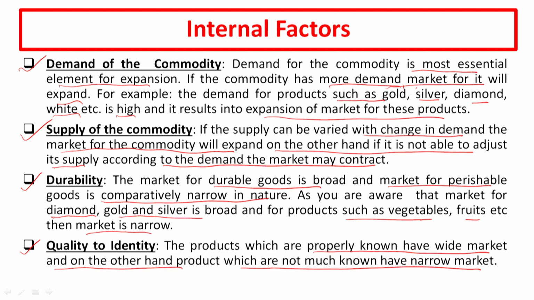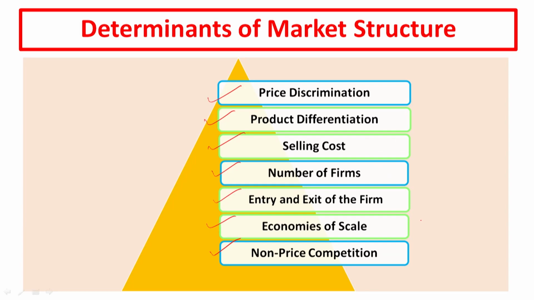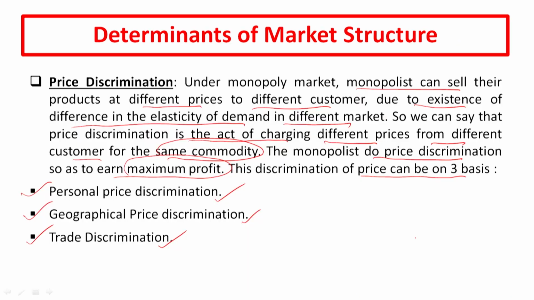So we have discussed internal as well as external factors. Now we have discussed the determinants of market structure: price discrimination, product differentiation, selling cost, number of firms, entry and exit of firms, economies of scale, and non-price competition. First we discussed price discrimination, in which we talked about how different prices are being charged from different customers, and the objective here being to earn maximum profit, and the discrimination can be of 3 bases: personal price discrimination, geographical price discrimination, and trade discrimination. We have talked about all this.